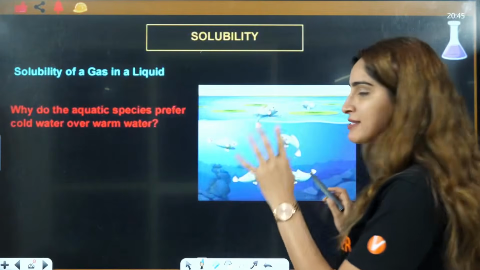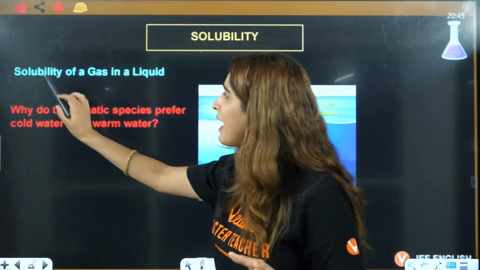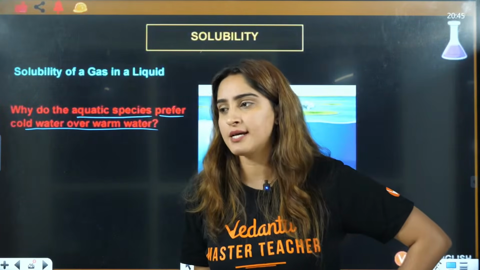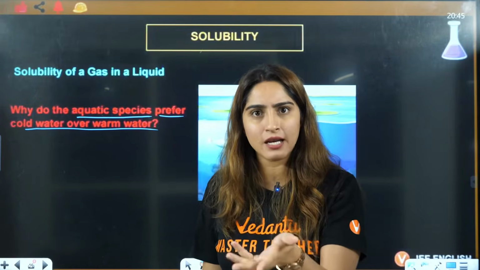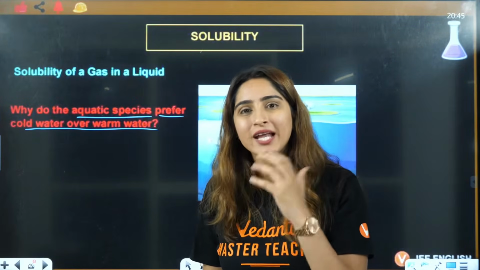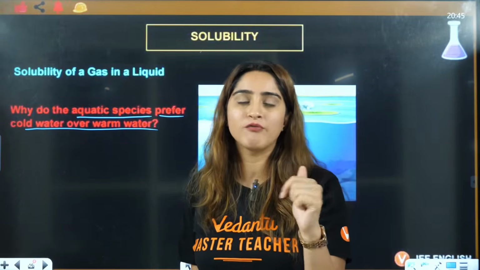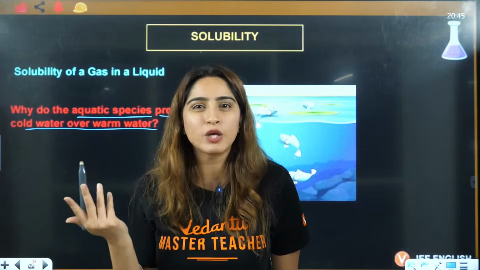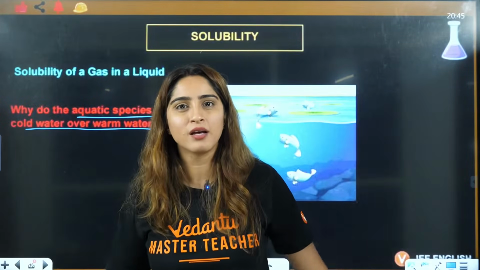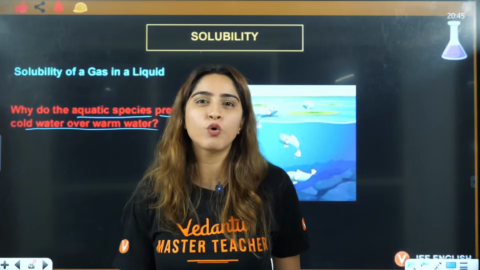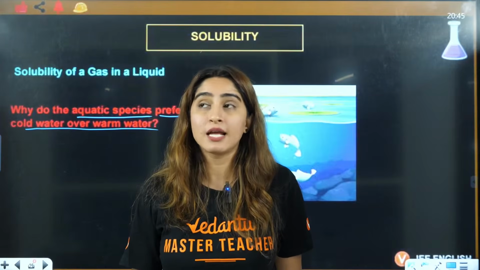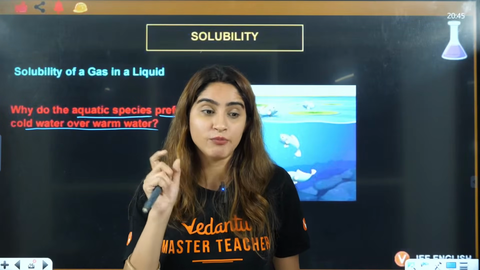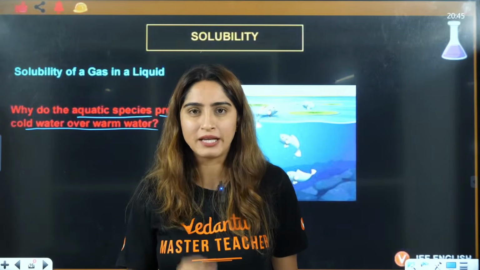Now this is a real life example of solubility. Why do aquatic species prefer cold over warm water? You must have seen, I think on Kerala beaches also, that aquatic life is coming out of the ocean. Why are they coming out of the ocean? Can you tell me that? They also want to lie on the beach, they also want to chill, they are not happy with the ocean. You must have seen, I don't remember the name of that fish, the doomsday fish, I think.